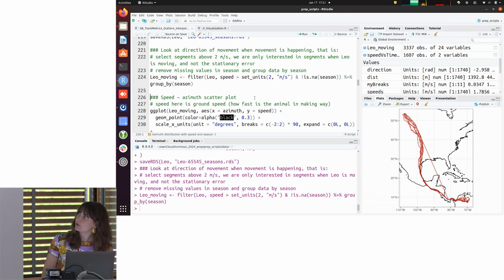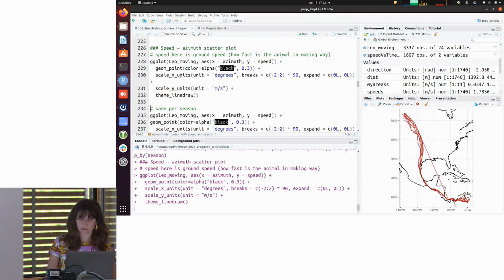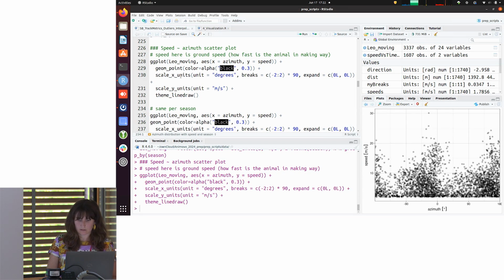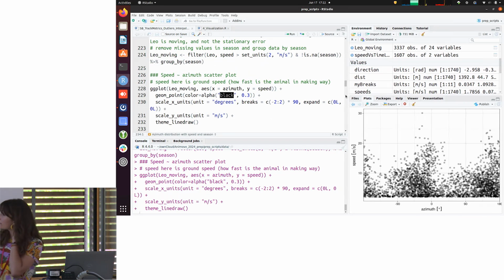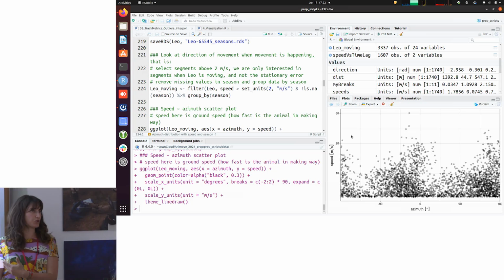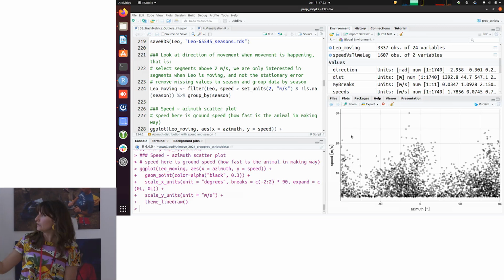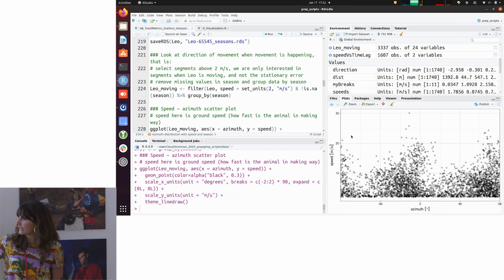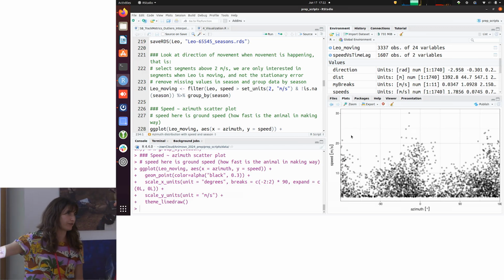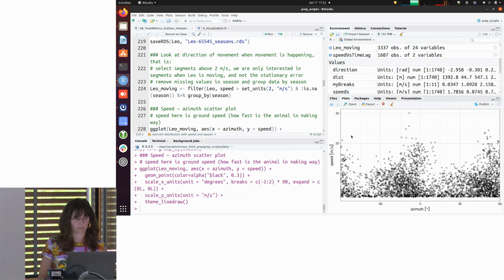And so now, finally, we can look at the relationship of speed with direction of movement for only those segments in which Leo is moving. So we see here, maybe I make this larger again. We can see here that there are certain directions in which the speed is always higher. And so, of course, that's why it's so important plotting the data. We saw already that this animal is migrating twice a year. So we can imagine that around 180 and 0, these are the directions of preferential migration. And so we expect the animal to travel faster in those directions.